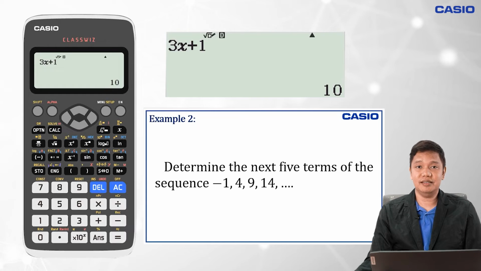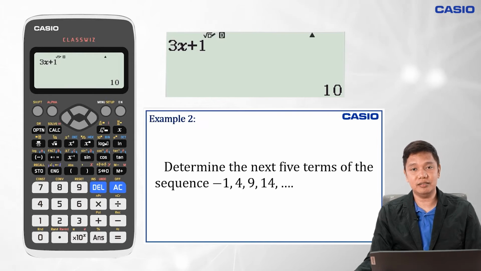Let us consider this next example. In this example, we are asked to determine the next 5 terms of the sequence defined by -1, 4, 9, 14, and so on. In this sequence, we can see the pattern that the next term is being increased by 5. Therefore, the nth term of the sequence is a sub n equal to 5n minus 6.